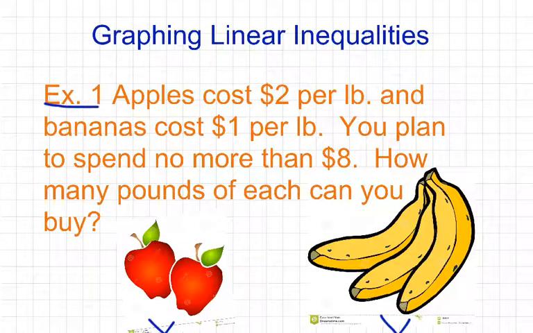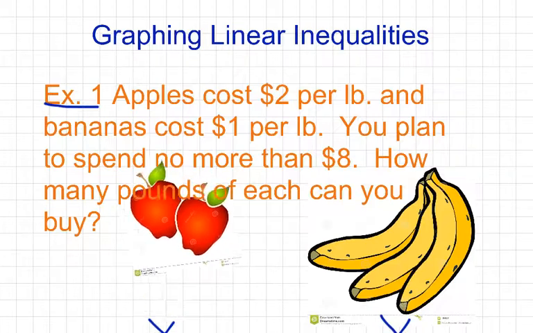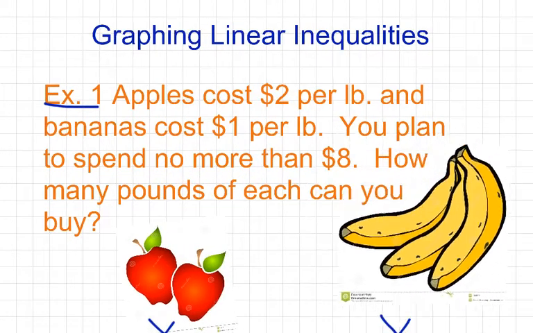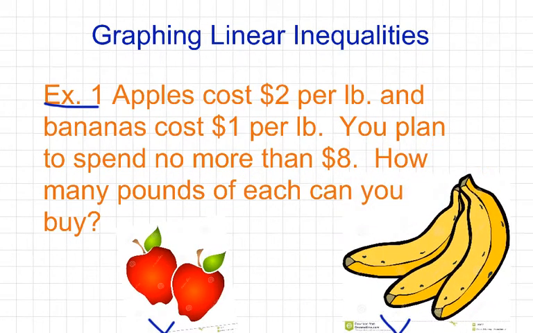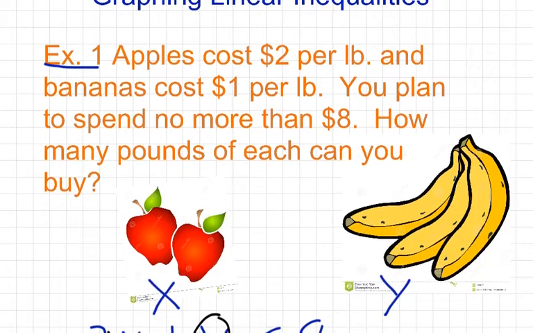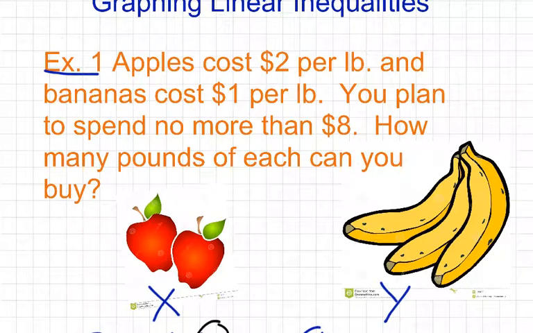We're doing this on graph paper. So apples cost $2 per pound and bananas cost $1 per pound. You plan to spend no more than $8. How many pounds of each can you buy? Alright, first off we need to define our variables. So I'm going to let x be my number of apples and y can represent my number of bananas.